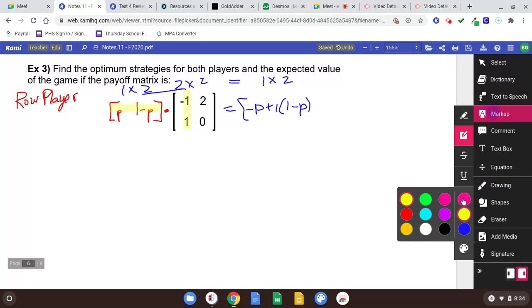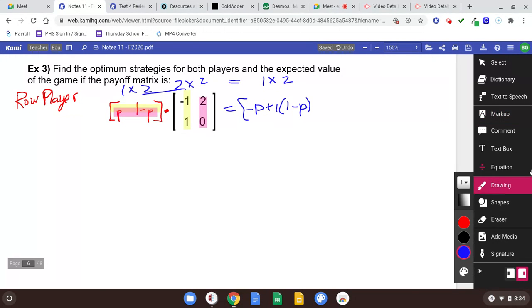Now I have to do row times second column. And so I have p times 2 is 2p. And then 1 minus p times 0, or 0 times 1 minus p. Close it. That's your matrix. Now remember what you have. You have an expression on the left and you have an expression on the right. In order to find this optimum strategy, we set those two expressions equal to each other.